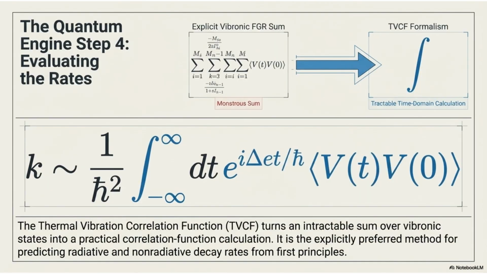Step 4 is evaluating the rates. Instead of the complex explicit vibronic sum, we use the thermal vibration correlation function, or TVCF, formalism. TVCF is the preferred method for predicting radiative and non-radiative decay rates from first principles.